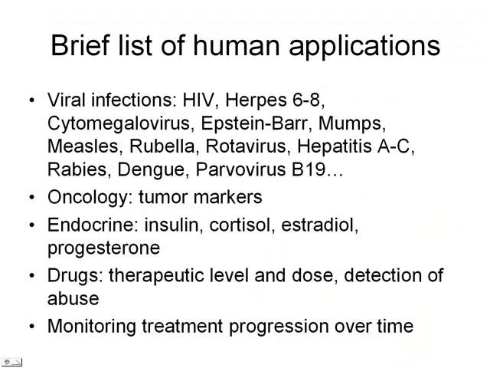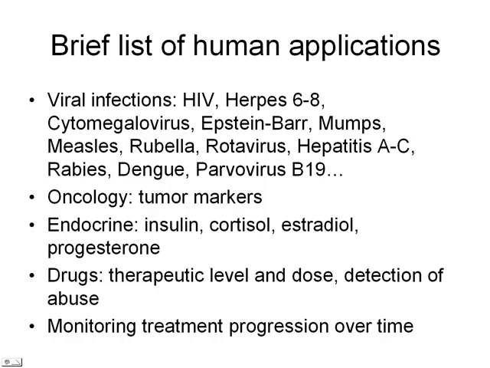This is just a brief list of human applications. We could go on and on about the things it's used for in human medicine, but this is just to show you the breadth of it. You can detect a lot of viruses: herpes, cytomegalovirus, Epstein-Barr, mumps, measles, rubella, rotavirus, several of the hepatitis viruses, rabies, dengue, parvovirus. It's described in the literature for looking for cancer. Tumor markers can be detected in it. Some of the endocrine system markers: insulin, cortisol, estradiol, progesterone. You can look at these things in oral fluid as well.